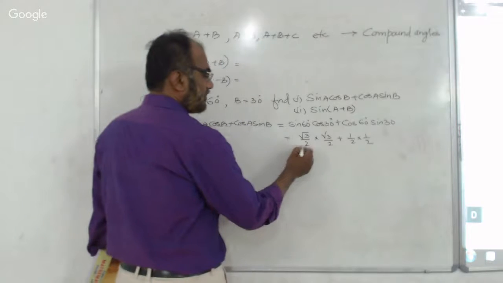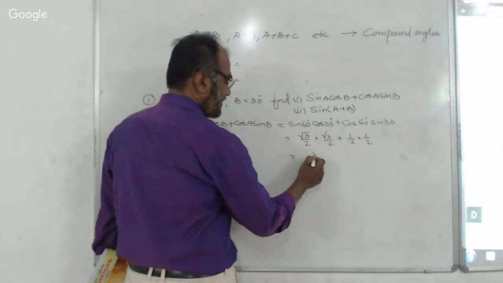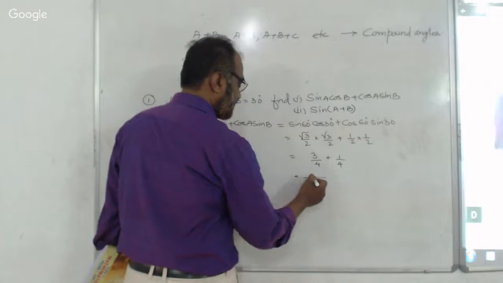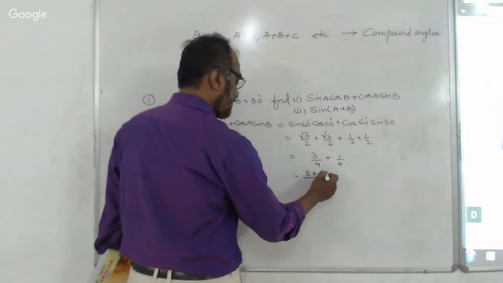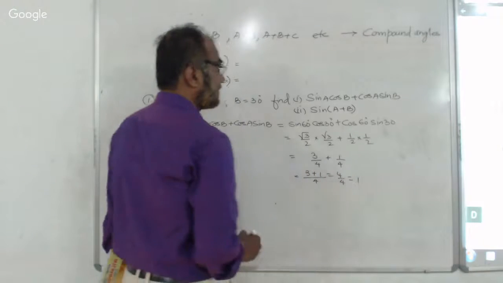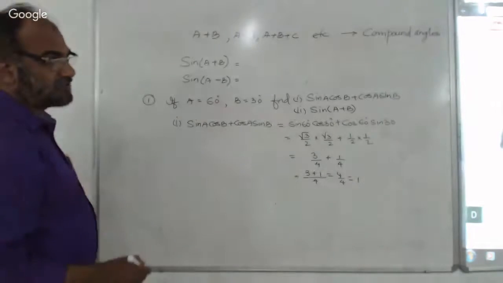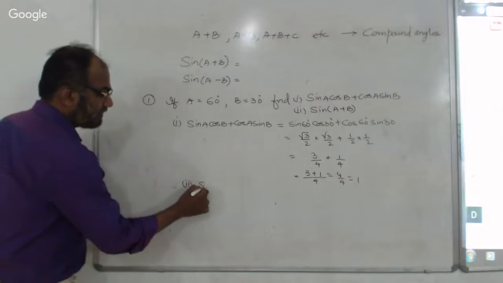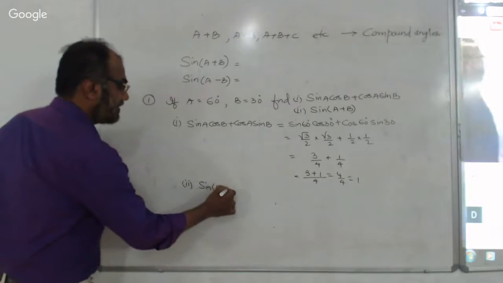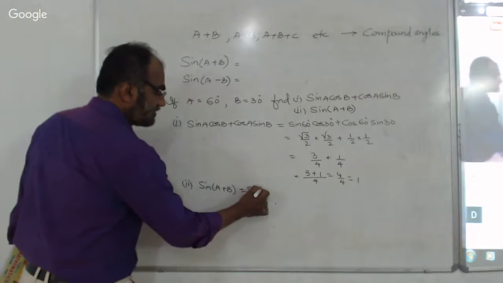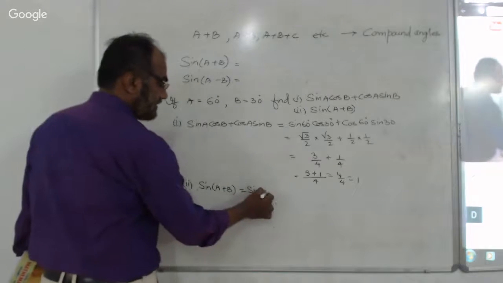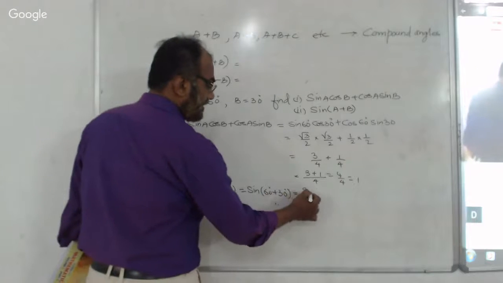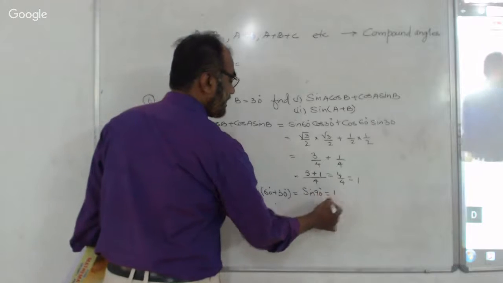So this comes to root 3 into root 3, which is root 9, that is 3, again by 2 into 2 is 4, plus 1 by 4. The LCM is 4, so 3 plus 1 is 4 by 4, and the result is 1. So this is about the first bit. Coming to the second bit, it is sin of A plus B, which is sin of, substituting A is 60, B is 30, sin of 90, which is 1.